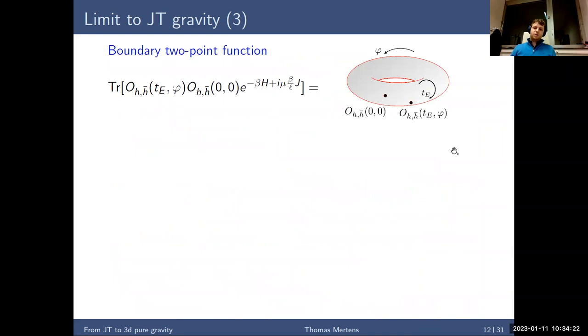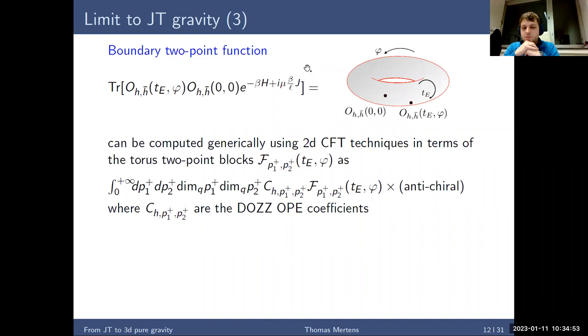To test whether this is really true, we can try to take that limit also in other observables next to this partition function. And one of the observables that's more complicated in 3D gravity is the boundary two-point function. So we insert two operators on the boundary of our torus like this. One of them is at the origin, and the other one is at Euclidean time tau_E and angular coordinate phi. And then we insert these in this grand canonical partition function. Now, this can be computed generically using 2D CFT techniques in terms of conformal blocks, in this case the torus two-point block, in terms of something that looks like this, where you have OPE coefficients, you have the blocks, and you have integrals over intermediate states. This is not super illuminating to write down, unless you can get a handle on these blocks here.